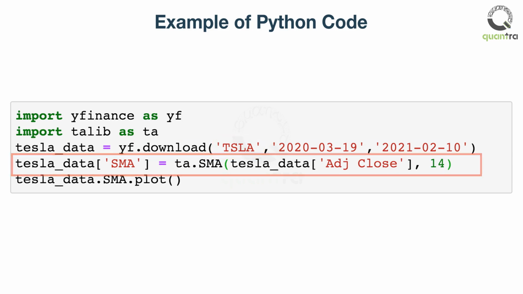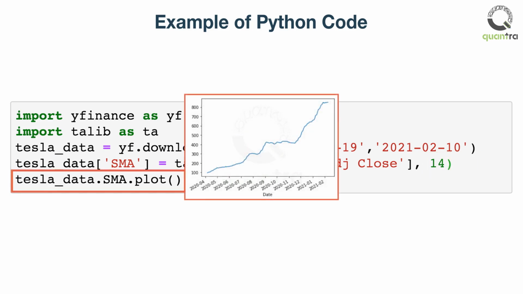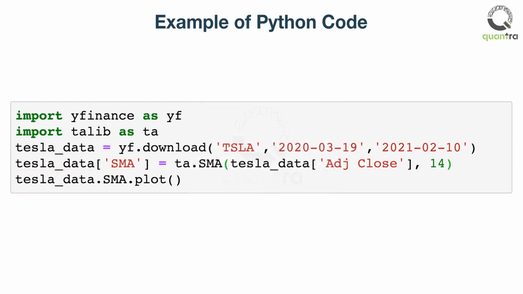In the line 4, SMA stands for Simple Moving Average. SMA is computed on adjusted close price of Tesla using 14 days of data. And in the last line, you plot the moving average. You did all this in only 5 lines of code. You must have figured it out when you went through the code yourself.